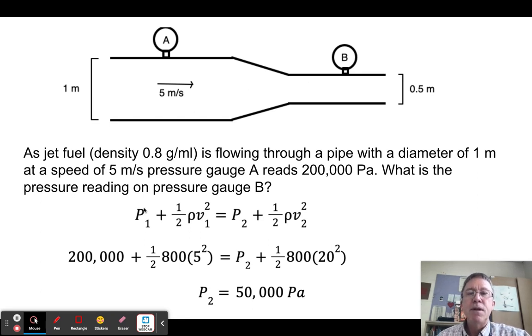So I'm going to use the simplified version of Bernoulli's equation. I'm going to substitute in the values here. So the gauge pressure here I was told was 200,000. The density is 0.8 grams per milliliter. Remember, if I multiply grams per milliliter by 1,000, I get kilograms per cubic meter. So that gives me 800. The velocity is 5, so 5 squared is going to equal P2 plus, and I use 20 squared. And when I solve it, I get 50,000 Pa. And so I see I went from 200,000 to 50,000, which is in line with what I'd expect. It's going faster, so it has less pressure.